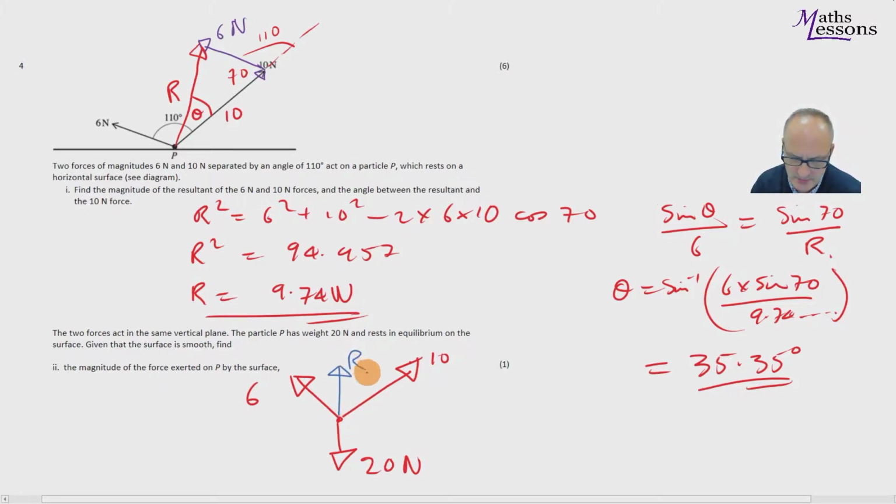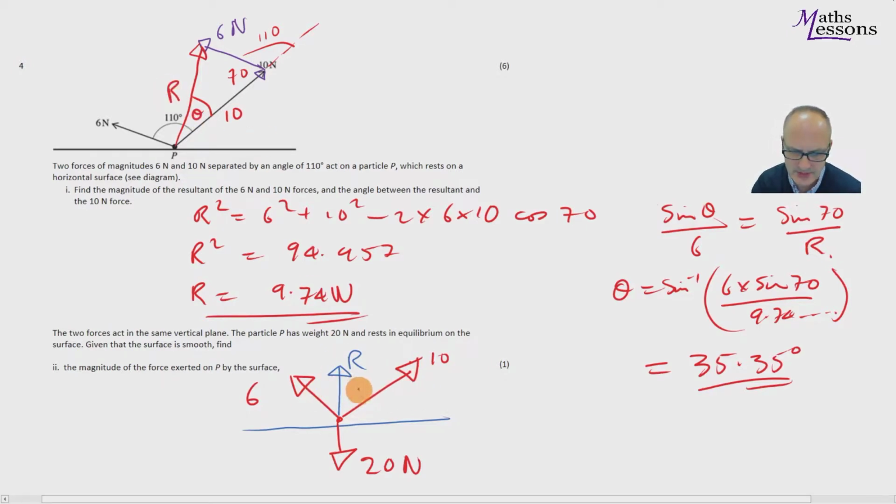Okay, we know it's in equilibrium. Now, if we know it's in equilibrium, then there's only these two, the normal reaction and this, that are both vertical. These are the only two forces, so they must balance each other out. So if they balance each other out, that means our resultant must be going vertical. This angle combined with this angle must be 90, because otherwise it would not be in equilibrium.